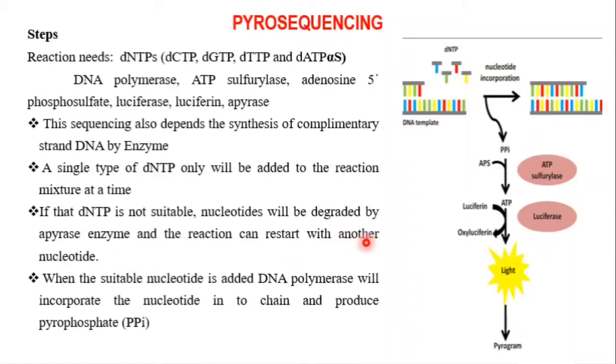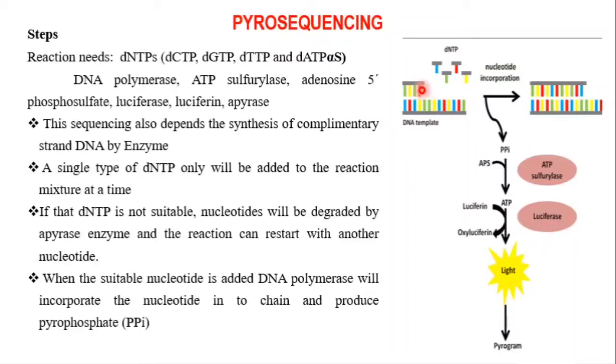That means we add dGTP here, and if that dGTP is not suitable, then apyrase will remove that dGTP from there, and it will add the next nucleotide, that may be dCTP. So dCTP will be added here. If this dCTP is complementary here, then that will be added.